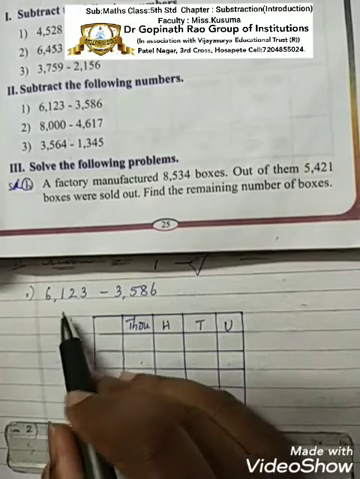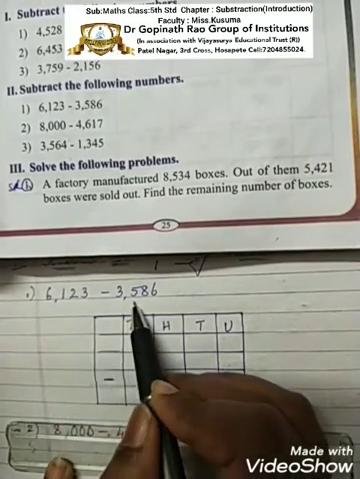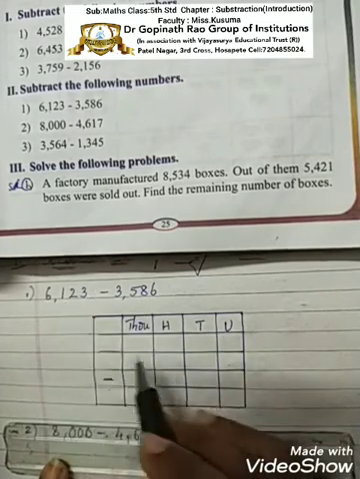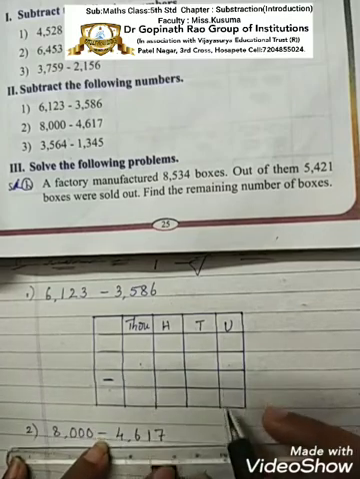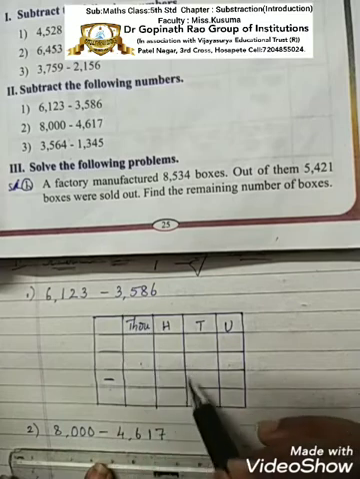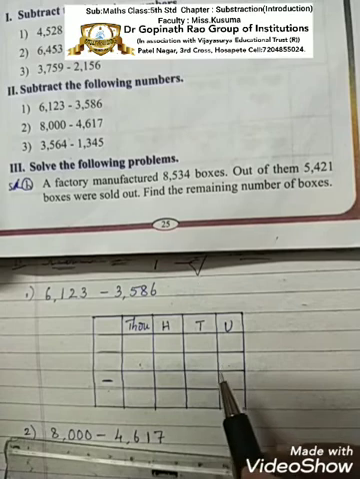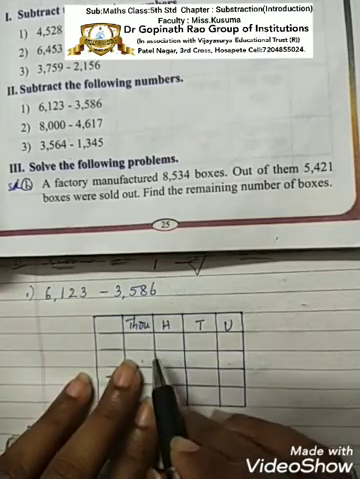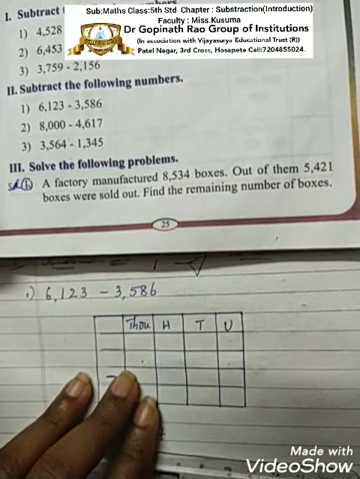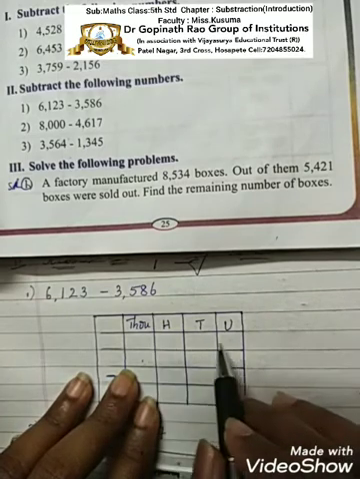See what they have given in the first question: 6123 minus 3586. We have to subtract this number from this number. As usual, again you put the place value table similarly and put these values in the given table first. First you substitute these values so that you don't get confused while subtracting. After that, just leave one row of the table blank for borrowing.